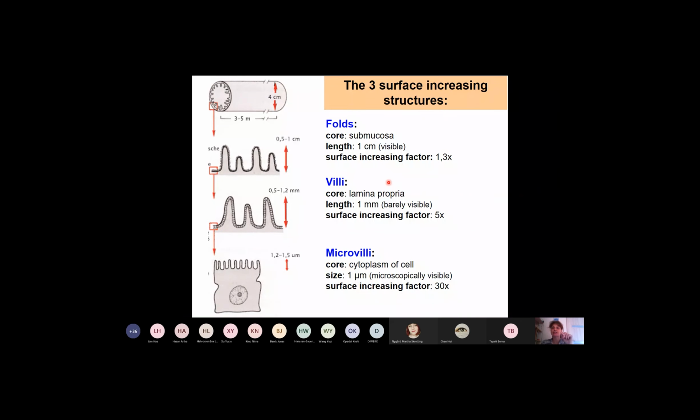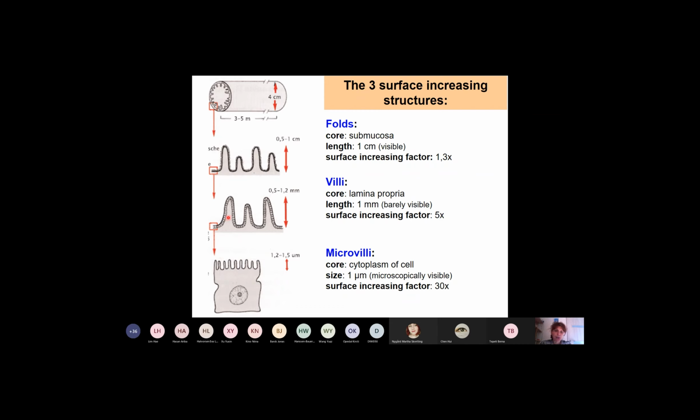So altogether we have actually three structures which can increase the surface. And here you can see the structure. On the bottom, this is a surface epithelial cell, an enterocyte. And you can see these are the microvilli, cytoplasmic protrusions covered by the cell membrane. In the center, you have the cytoplasm with actin filaments. These microvilli are only 1 micrometer long. That's why we can barely see them with the light microscope. Only with the electron microscope could we see the separate microvilli, with separate protrusions. But these have the largest surface increasing factor, 30 times larger surface.